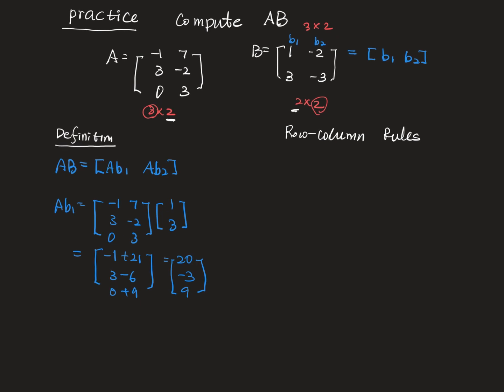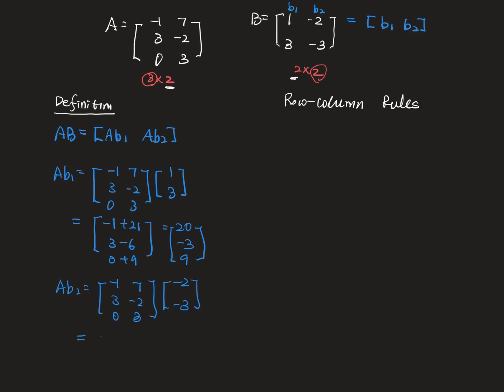Okay, let's go to AB2. AB2 is exactly the same. You're going to do negative 1, 7, 3, negative 2, 0, 3. The B2 vector is going to be negative 2, negative 3. So you have this one going to be 2 minus 21, negative 6, positive 6, 0, negative 9. So you have negative 19, 0, negative 9.